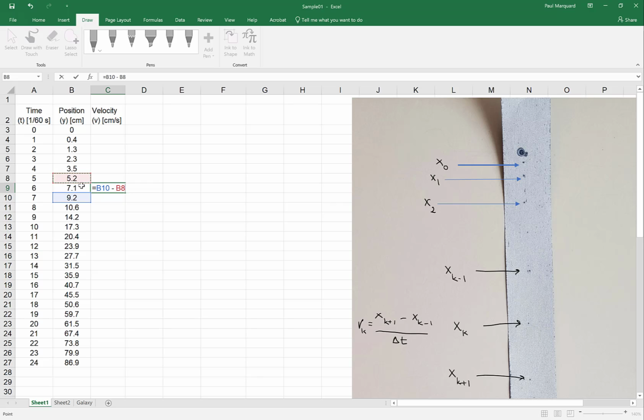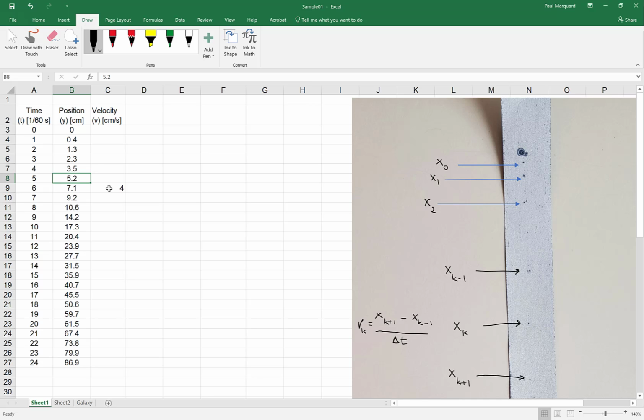So B10 minus B8. Notice in the equation here, the B10 is in blue. Cell B10 is highlighted in blue. The B8 is in red. Cell B8 is highlighted in red. So there's my change in position. I'm going to go ahead and hit enter there. And so I get 4, and that makes sense. It's 9.2 minus 5.2. So that would be 4.